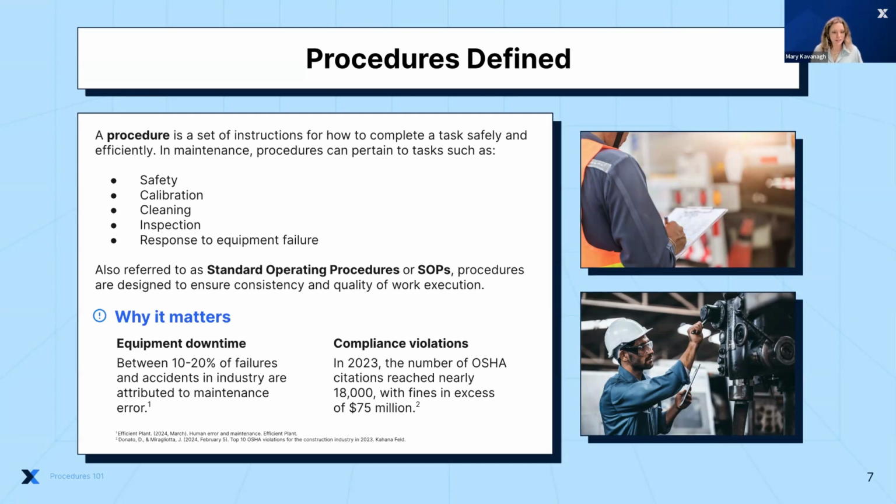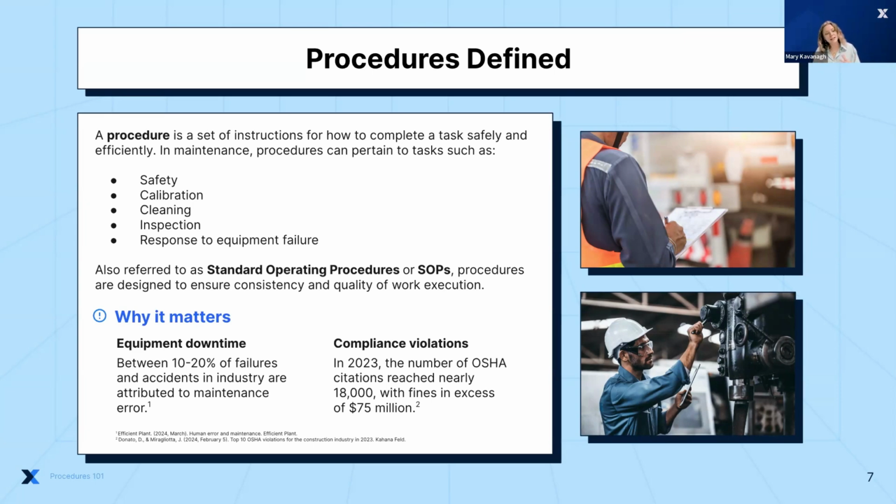So why do we need procedures here? Looking at equipment downtime, what causes those downtimes? Human error, maintenance error. If we can standardize how that work is done, we can make sure we're minimizing those. Compliance violations, we want to make sure that we're performing maintenance properly to avoid those fines and penalties. Both of these together, if we have less downtimes, what do we have? More production.